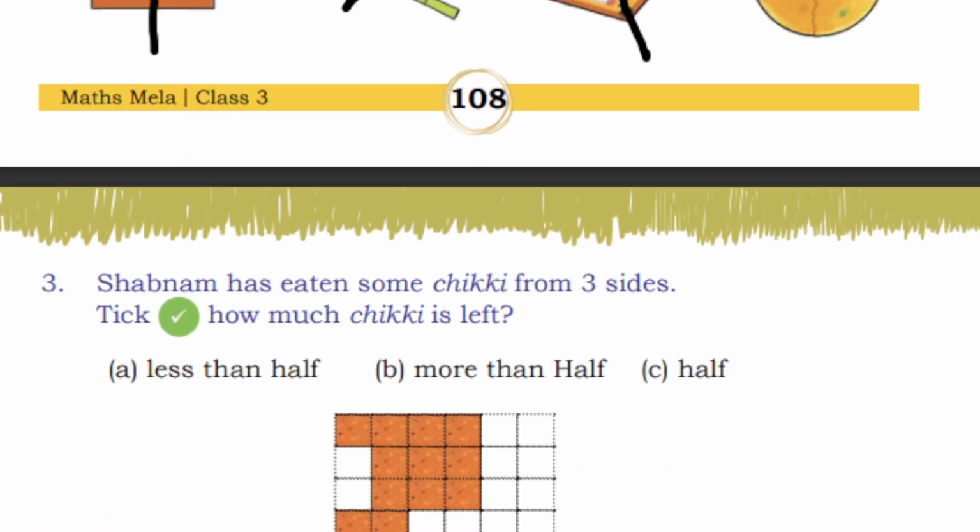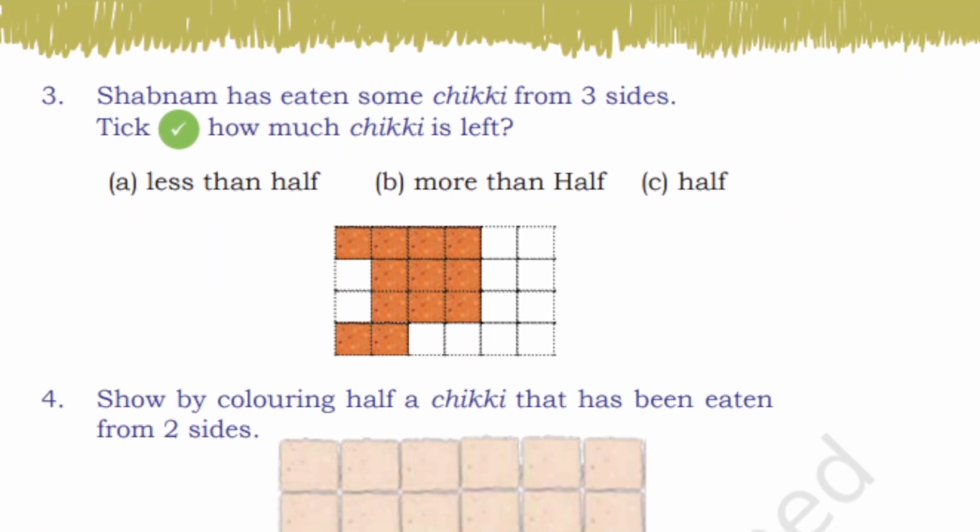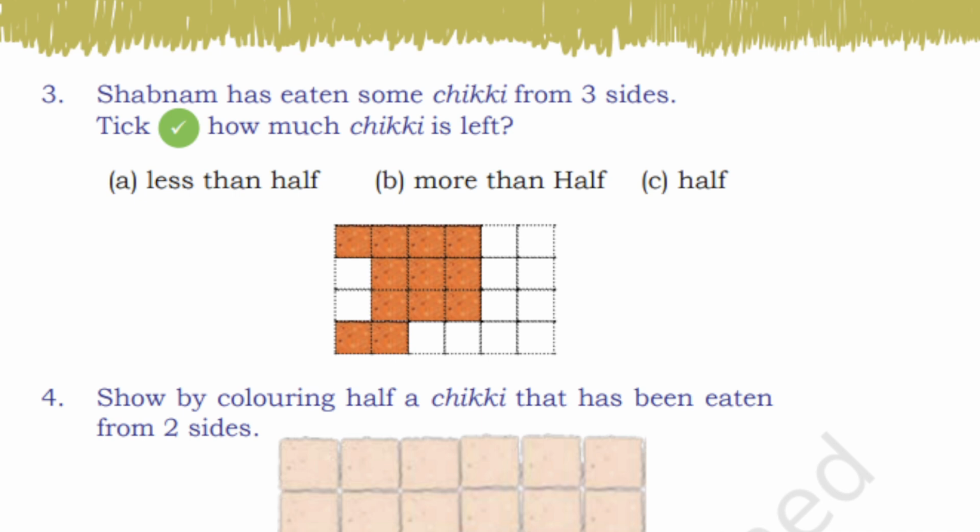So next one. Shabnam has eaten some chickies from 3 sides. Pick how much chickies are left: less than half, more than half, or equal. Okay. So first count how many chickies there are. 1, 2, 3, 4, 5, 6. 6. And how many columns and rows do we have? We have to count 1, 2, 3, 4. So we have 4. So 6 fours are 24.